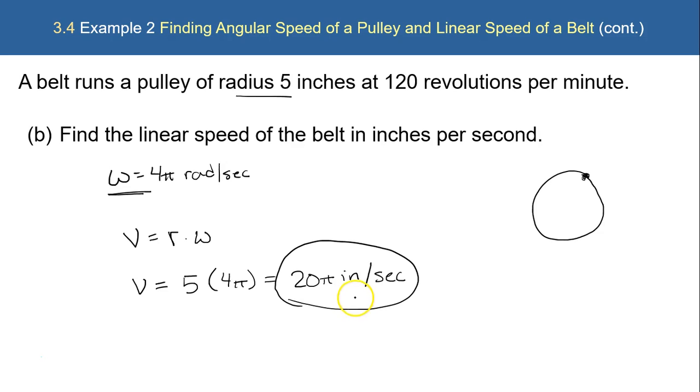So there is our velocity, or sorry, our linear speed. I'm going to call that velocity all the time because I'm used to my physics classes that I've taken in the past. But anyway, there it is. And if you want to approximate the value, if I say approximate this linear speed, then plug into your calculator, you should get about 63 inches per second. And we are done with that one.